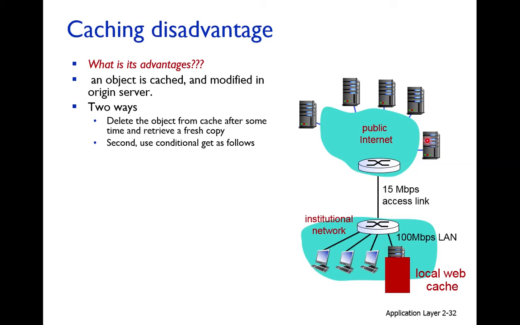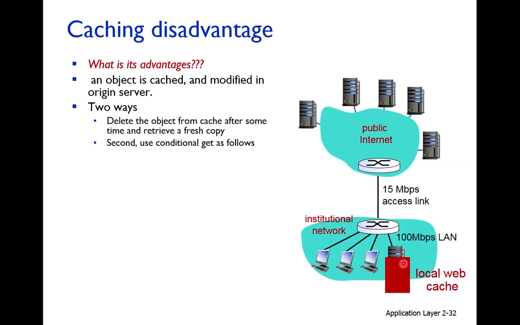And if the object is modified here in the origin server, the client will get the older version, not the new version, not the fresh version. This is the disadvantage. So in order to avoid these things, there are two ways.